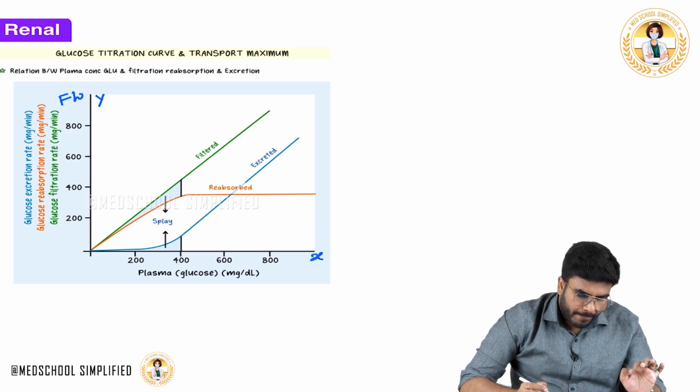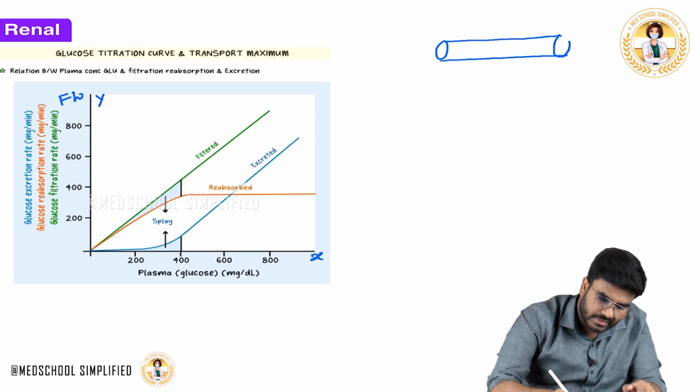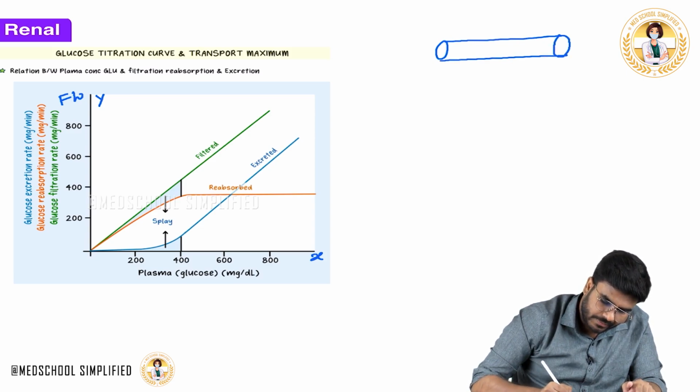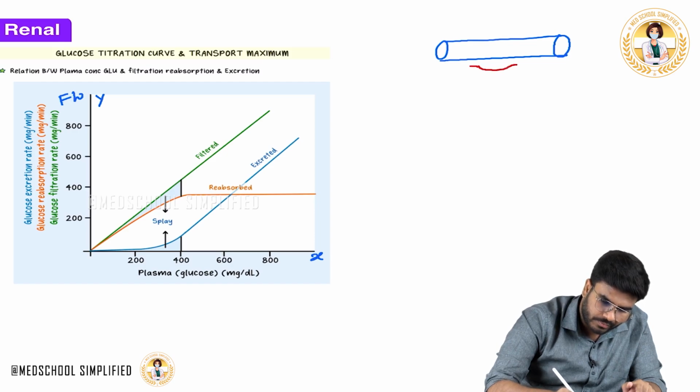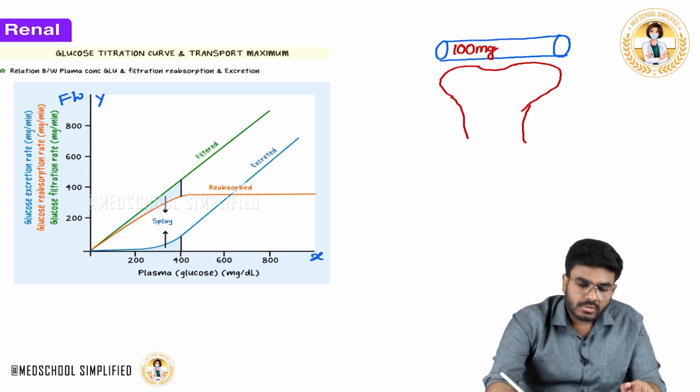Now, let me ask you. For example, imagine this is the blood vessel. In this blood vessel, here is a Bowman's capsule and the proximal convoluted tubule. Now, here the plasma glucose concentration is 100 milligrams per deciliter. So now what is the filtered load?